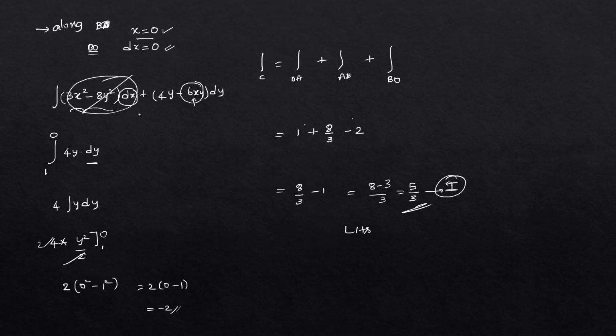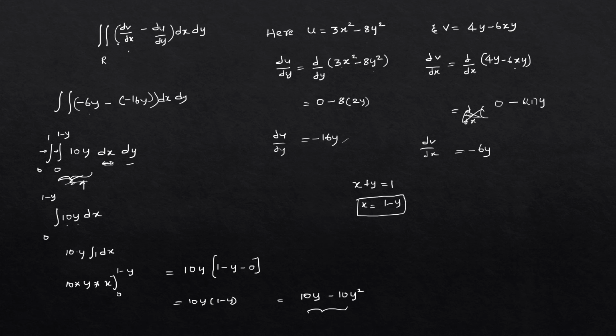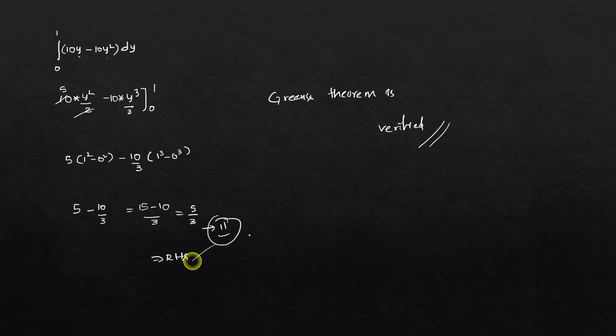Okay, and similarly along line BO I got that, and after summing up all these three terms, the final answer I got is 5 by 3, and the RHS also I got the same value. Okay, so 5 by 3. So now LHS and RHS must be equal, then only we can say Green's theorem is verified, right?